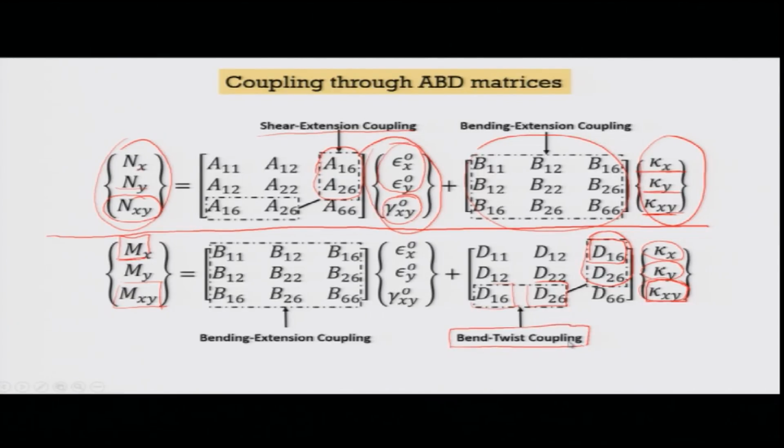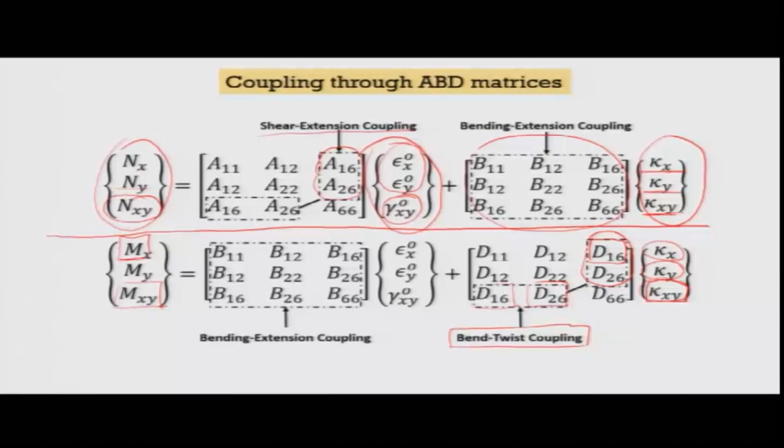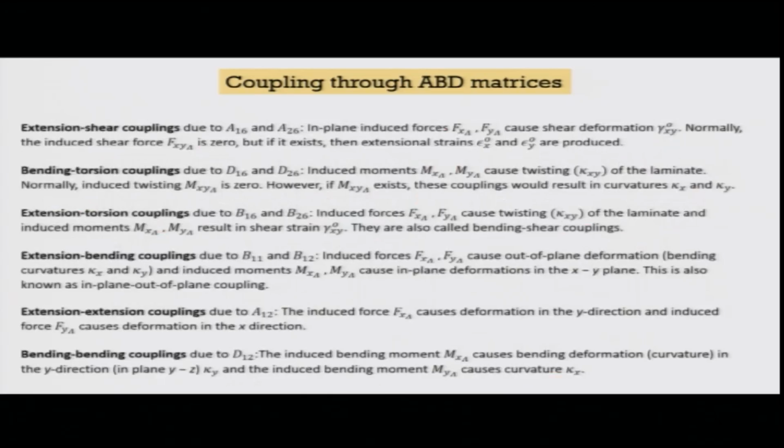So, in a nutshell, what this is telling us is that if the ABD matrix is fully populated, all the stress resultants and the moment resultants and their corresponding extensions and curvatures get fully coupled with each other. So, I can generate any one of these deformations in a plate by using any one of these terms. That is a great advantage that we exploit when we make smart laminated composites. So, let us just check these couplings once again.